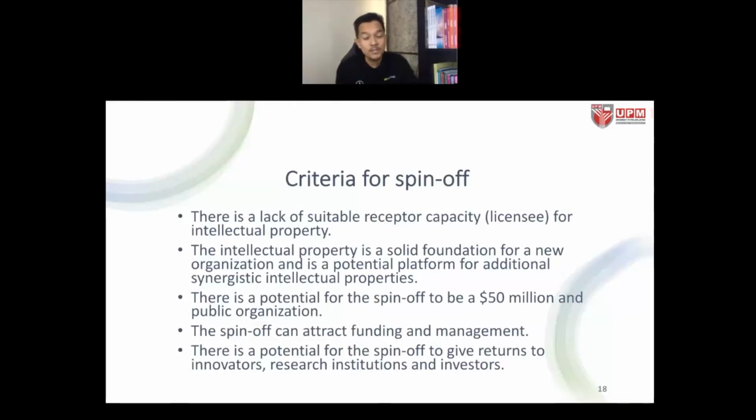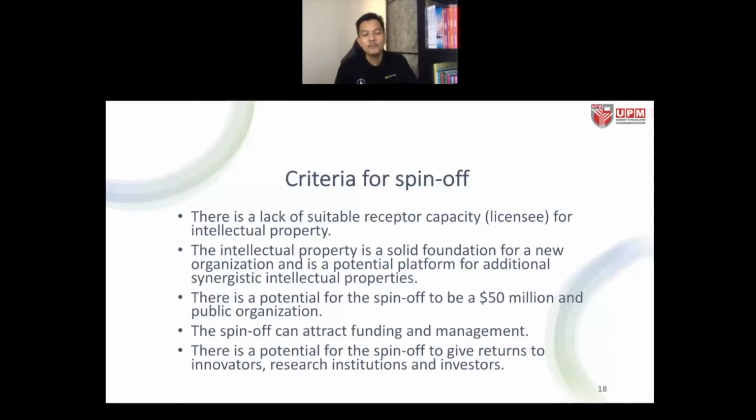when you do pitching to investors, you can say that yes, we have our own IP, and it brings a lot of impact to the company. It is a potential platform for additional synergistic intellectual properties. Okay, and there is a potential for the spin-off to be a $50 million company, and also a public organization, because you never know, a spin-off can also grow to become a holding company one day, right?